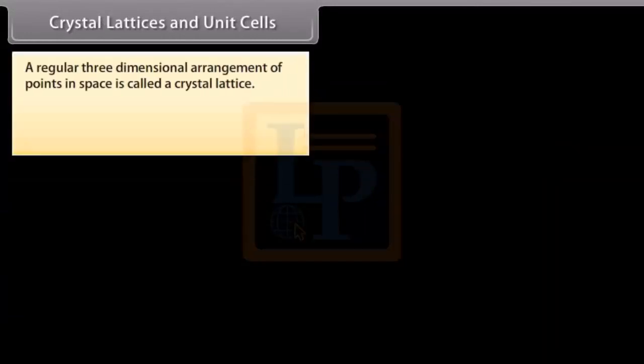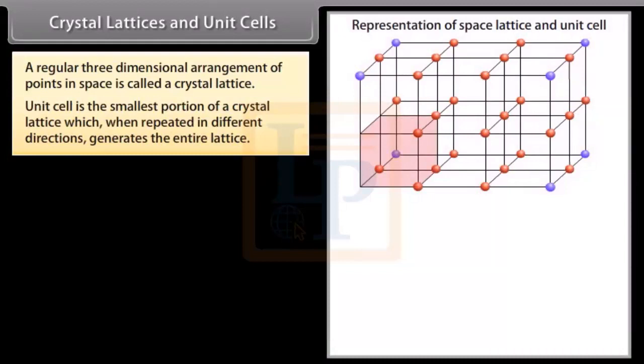Crystal lattices and unit cells. A regular three-dimensional arrangement of points in space is called a crystal lattice. Unit cell is the smallest portion of a crystal lattice, which, when repeated in different directions, generates the entire lattice.